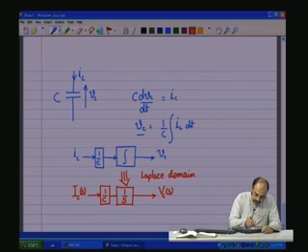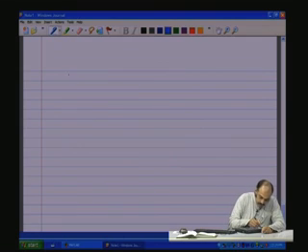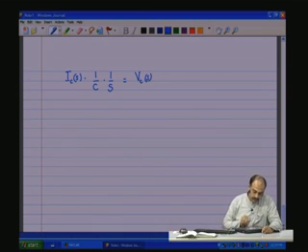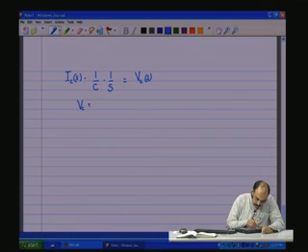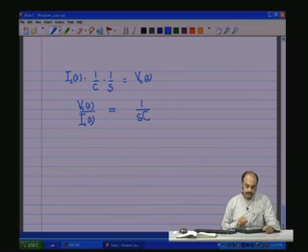Now, let us see that from this we have Ic(S) times 1/C times 1/S equals Vc(S), or Vc(S) by Ic(S) is given by 1/SC.